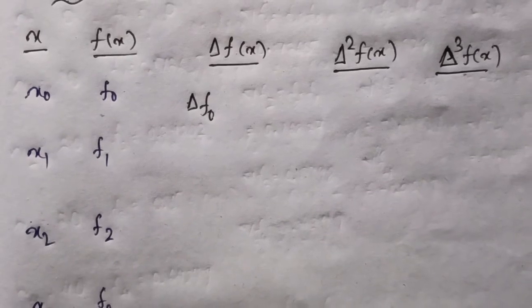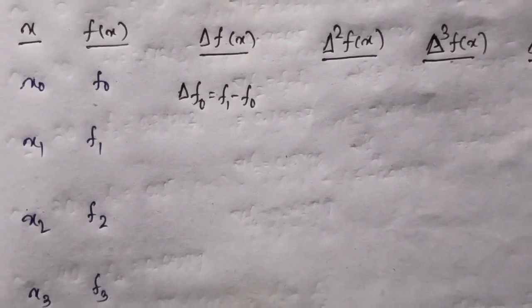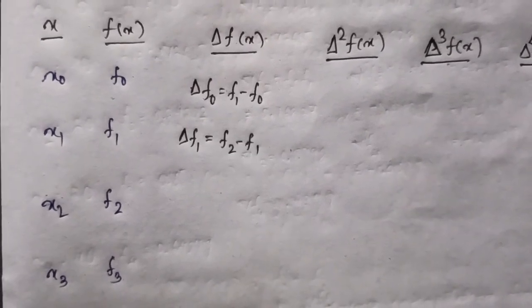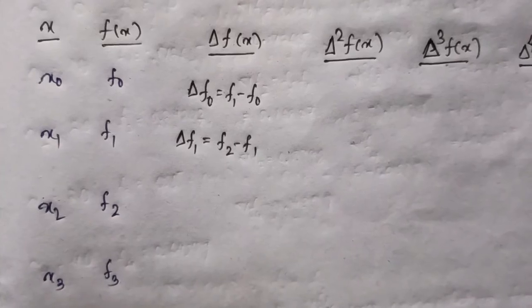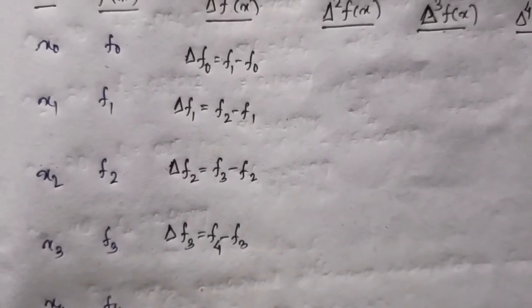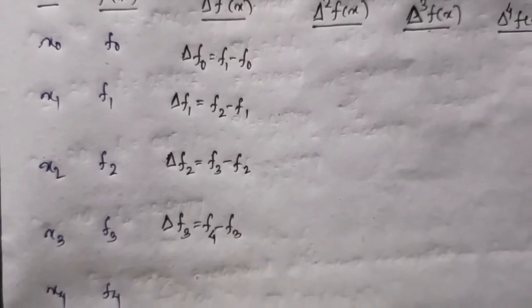First find out delta f0, that is f1 minus f0. Next delta f1, that is f2 minus f1. Similarly delta f2 is equals to f3 minus f2 and delta f3 is equals to f4 minus f3.